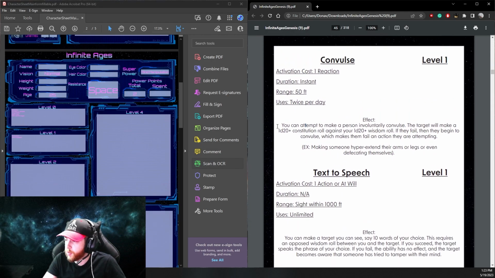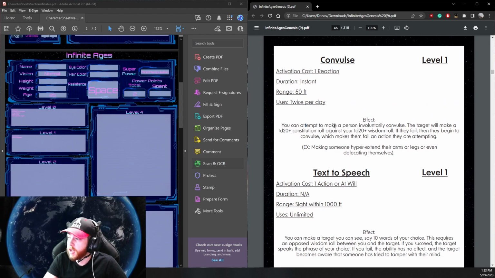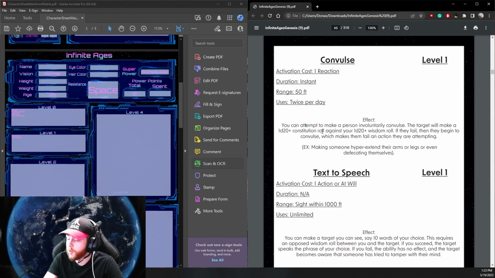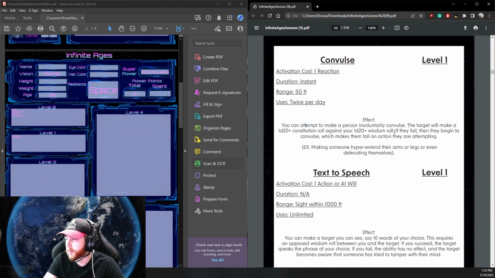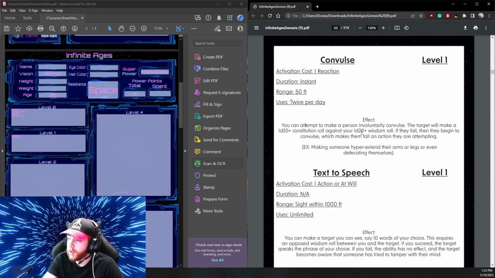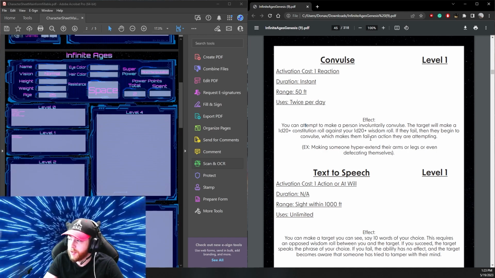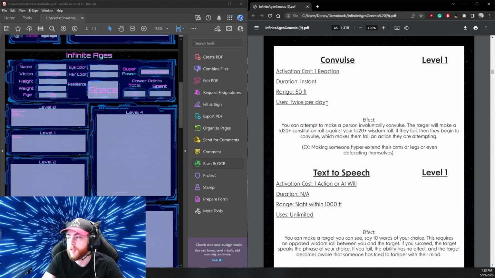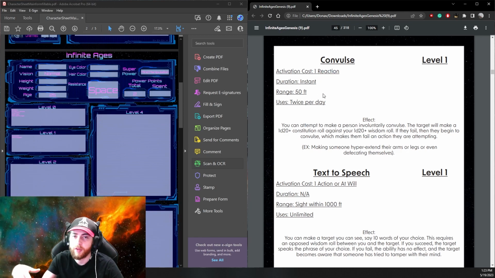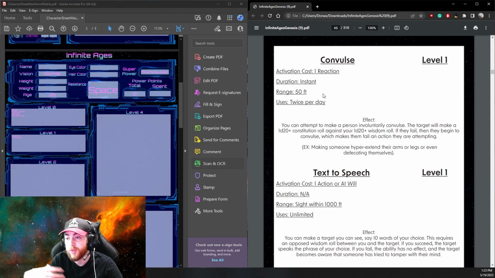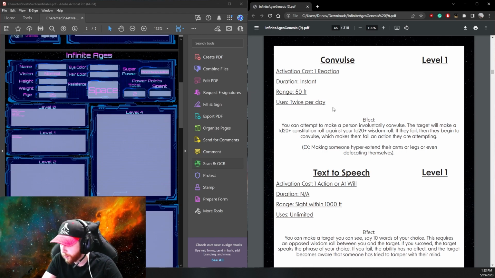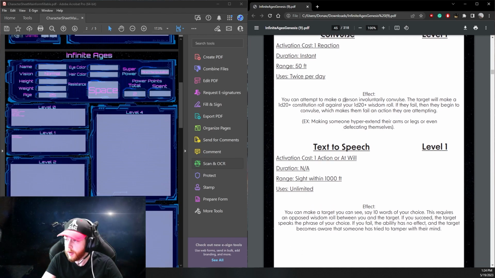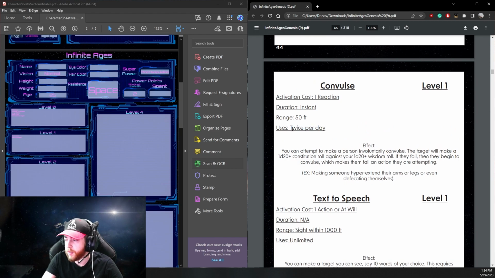So Convulse, we'll just go over this briefly. You can attempt to make a person involuntarily convulse. The target will make a 1d20 constitution roll against your 1d20 wisdom roll. If they fail, then they begin to convulse, which makes them fail an action they are attempting. So you can force somebody to fail an action they are attempting to do. This is going to cost you one reaction, and reactions can be used any time during anyone's turn. You can essentially make somebody fail an action, which is very good, and you can use this twice per day. Range of 50 feet.